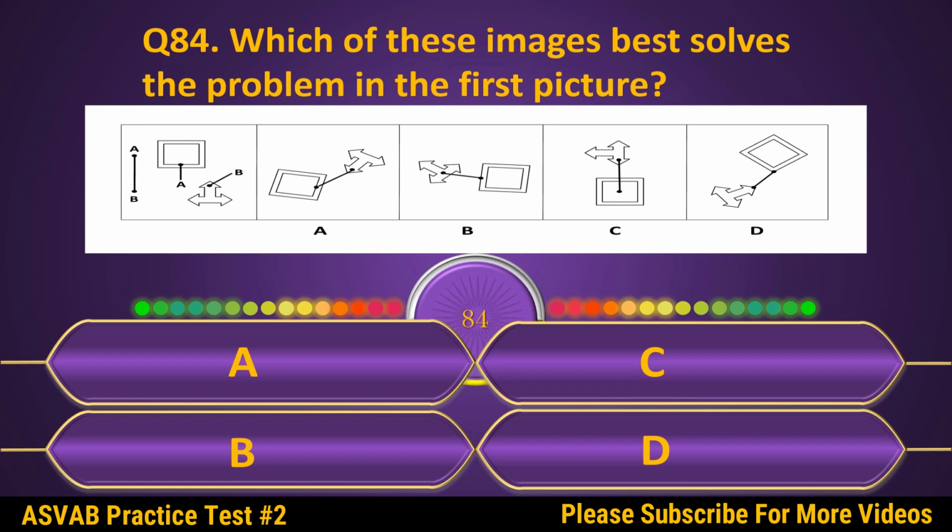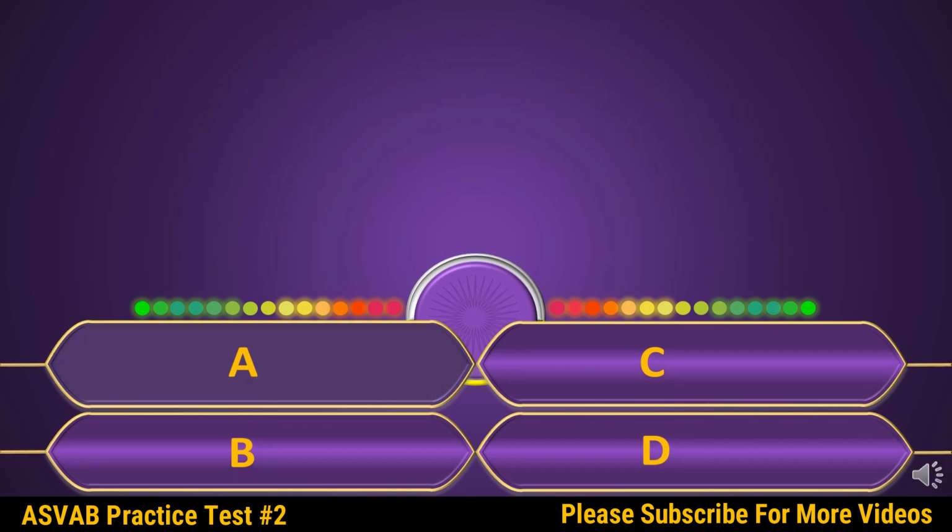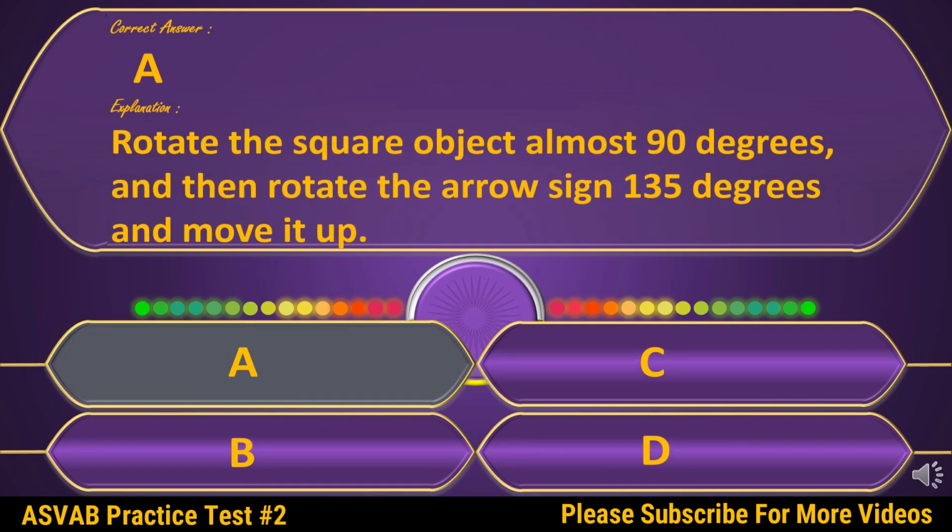Question number 84. Which of these images best solves the problem in the first picture? And the options are A, B, C, or the option D. And the correct answer is option A. Rotate the square object almost 90 degrees and then rotate the arrow sign 135 degrees and move it up.